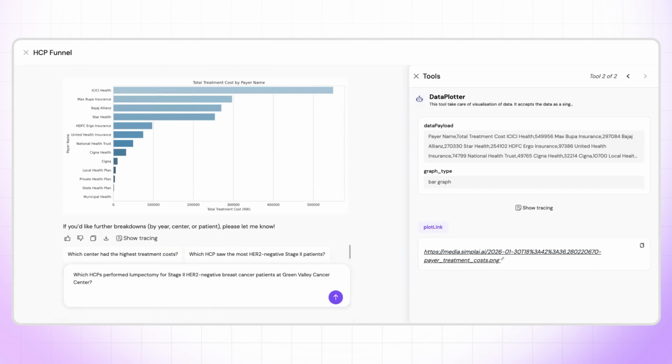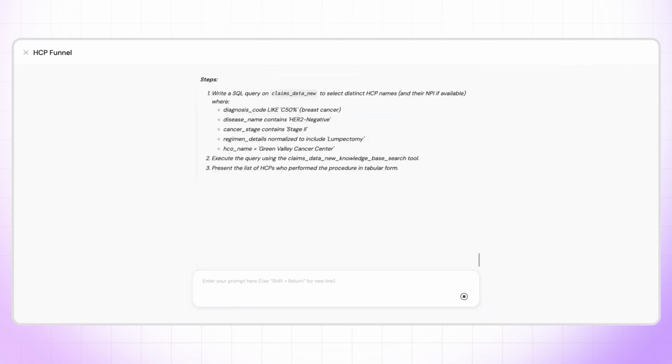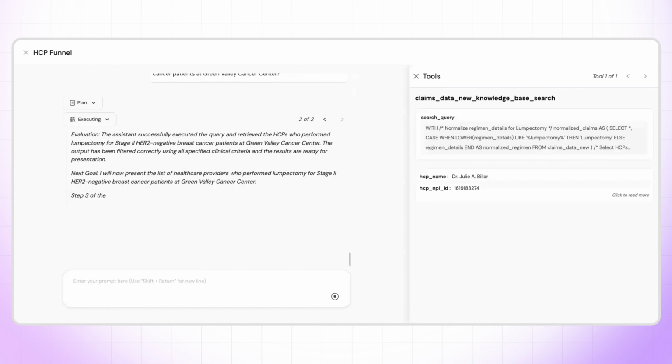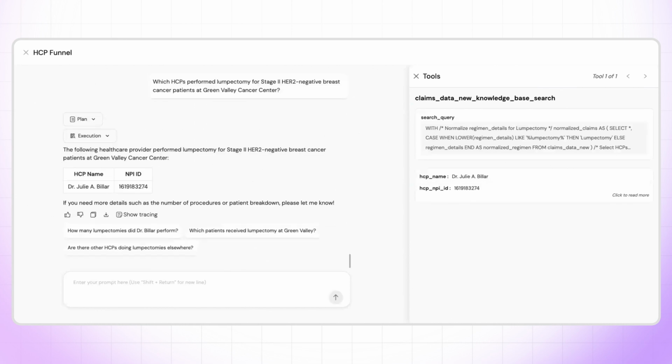And this question is again more important with respect to the hospital level strategy, which is which HCPs perform lumpectomy for stage 2 HER2 negative breast cancer patients at Green Valley Cancer Center. Let's just click on it and see how quickly it can get the data. Yeah. So the answer has come.